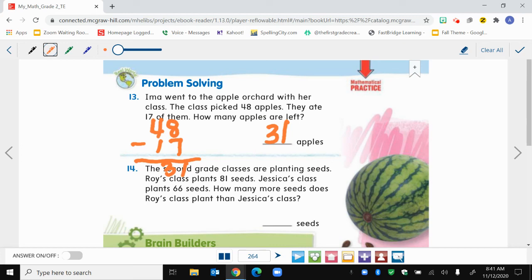Now let's say we wanted to double check that. I would do 17 plus 31, right? 7 plus 1 is 8, and 3 plus 1 is 4. Were those two numbers the same? Yes, they were, so I knew my answer was right.